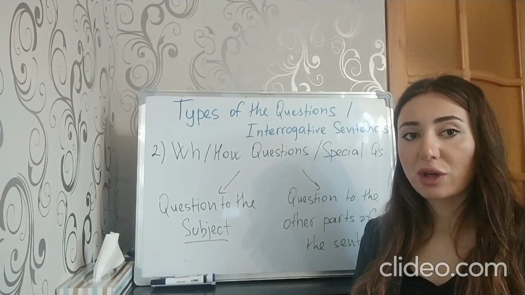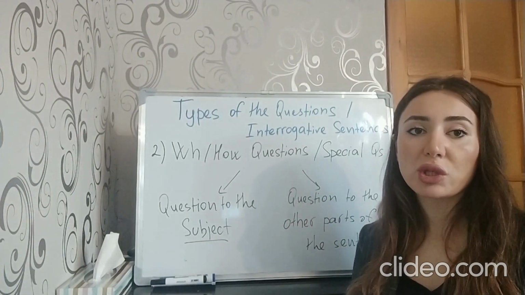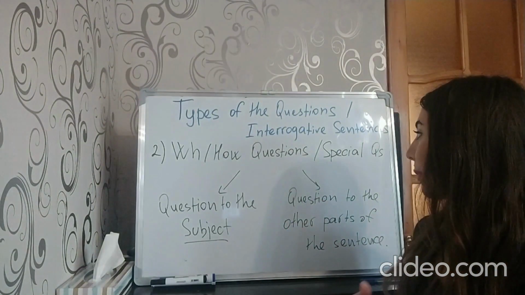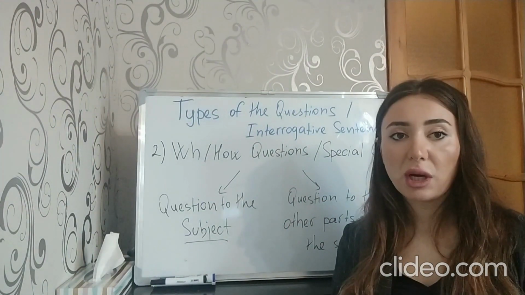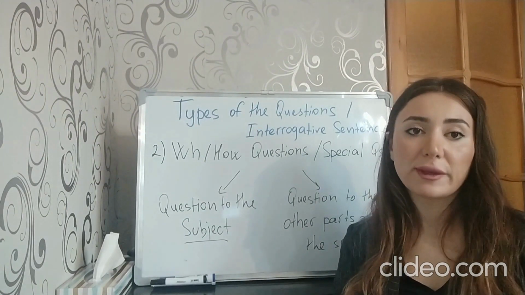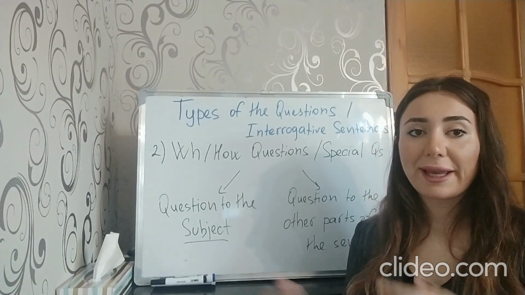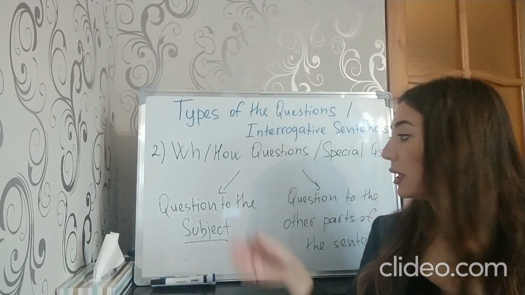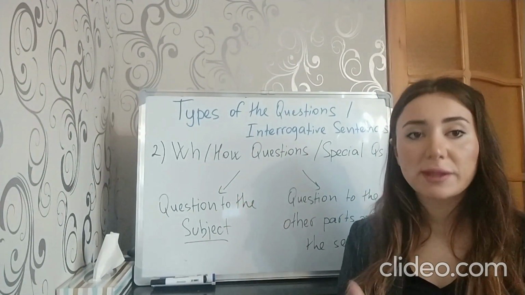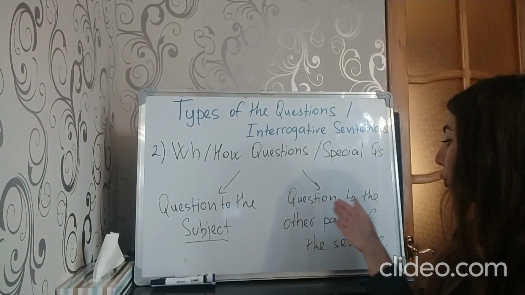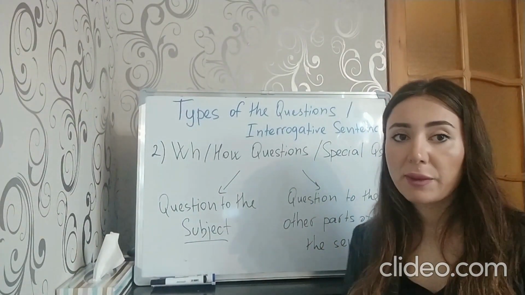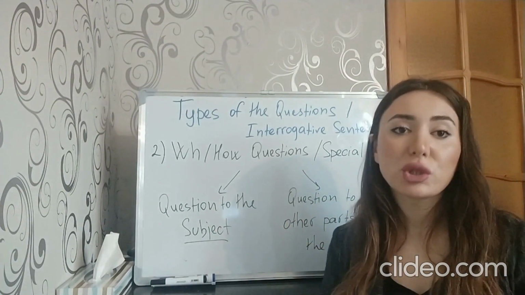The second question type we call WH or how questions, or we also call them special questions. This question type refers to a separate part of the sentence. To ease your job, I classified them into categories. The first category is the question to the subject, and the second is the question to the other part of the sentence. Now let's see the example of the question to the subject.